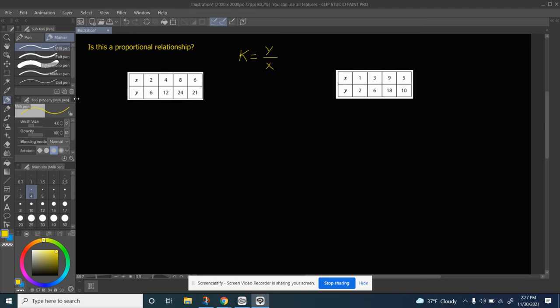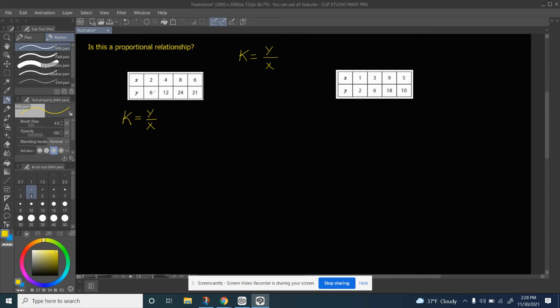So I have two examples here. The first one is given to us as the x values on the top row, the y values on the bottom row. And what we need to do here is check to see if there is a constant of proportionality. In other words, is the ratio going to be the same? So again, we're going to say that the constant of proportionality is y over x. And we're going to test each of these.